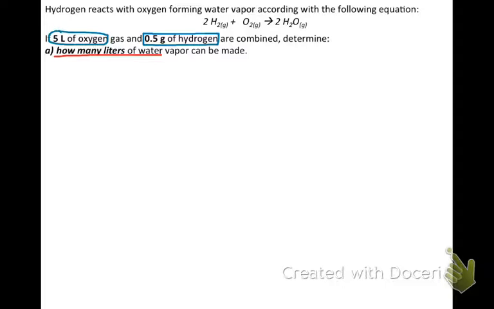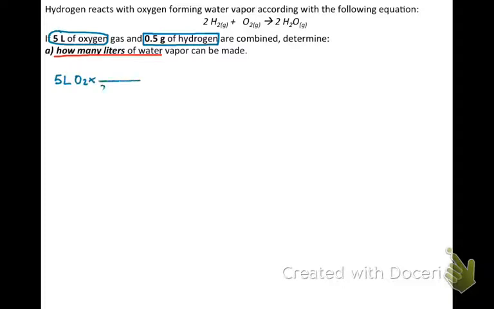is to calculate the amount of the product you will get from each of the two amounts of reactants, and then the limiting reactant will be the one that produces the smaller amount. So let's do it. First we work with oxygen.